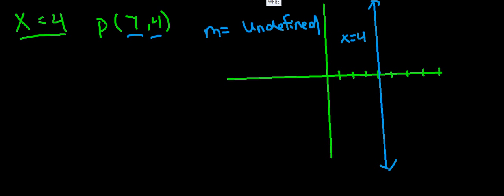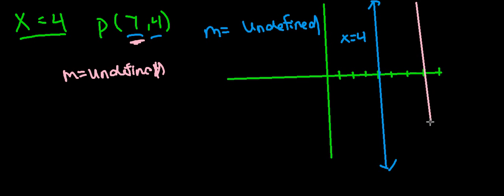So given that, we want a parallel line, so its slope must be undefined as well. But the only point we really care about, since y is unimportant in vertical lines, is 7. So we just want a line that goes through 7. So we just want x to equal 7, always. So let me graph it first. 5, 6, 7. So this is what we want. We want this line.